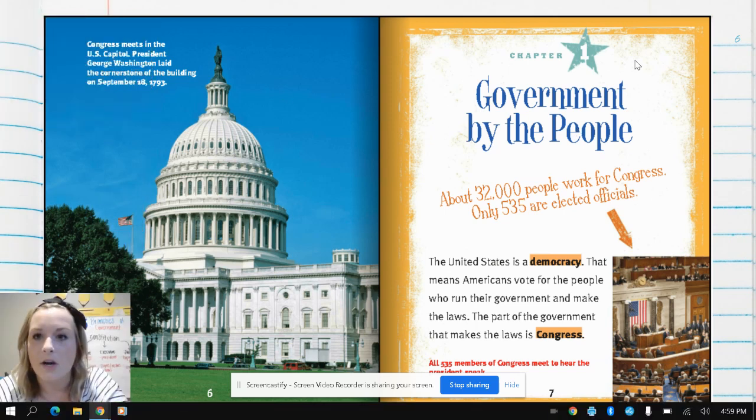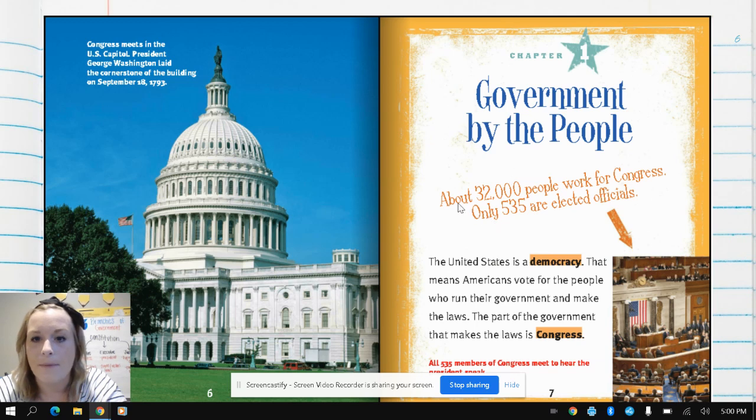So, I'm going to start by chapter one, Government by the People. It says the United States is a democracy. That means Americans vote for the people who run their government and make the laws. The part of the government that makes the laws is Congress. Over here, our caption says Congress meets in the U.S. Capitol. President George Washington laid the cornerstone of the building on September 18th, 1793.